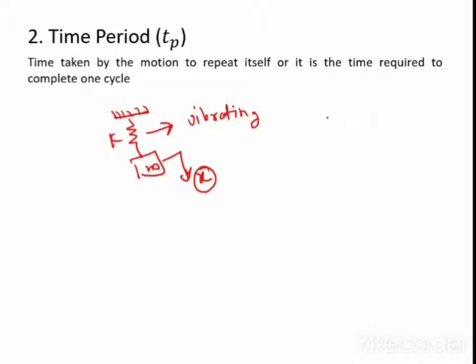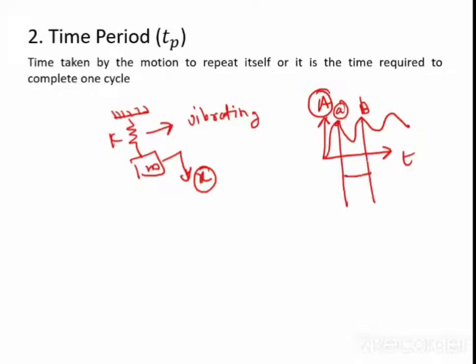You got a graph of T versus A. What is A? A is nothing but the amplitude. What is amplitude? Amplitude is the maximum displacement. We have already seen this in the last lecture. Now let us say you have got this graph. This is the point A, and this is a point P. Let us say this is a time. So this time is nothing but TP. TP is the time taken by a motion to repeat itself, or the time required to complete one cycle.